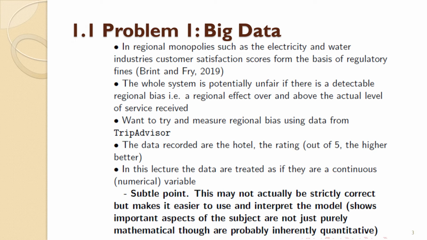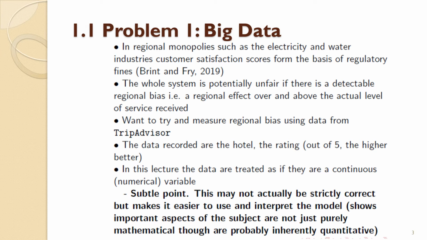So the first problem is a big data problem, and again this comes from a genuine industrial problem. So in regional monopolies such as electricity and water industries in the UK, customer satisfaction scores form the basis of regulatory fines. Now, the whole system is potentially unfair if there's a detectable regional bias, i.e. a regional effect over and above the actual level of service received. And I wanted to here try and measure regional bias using data from TripAdvisor. And again, this is a practical industrial problem. It's not necessarily obvious a priori that there's a solution here.